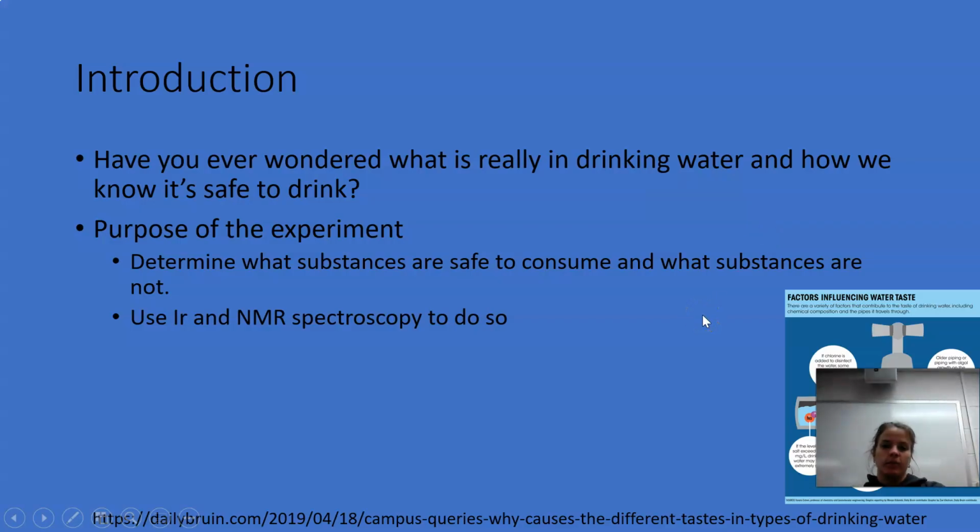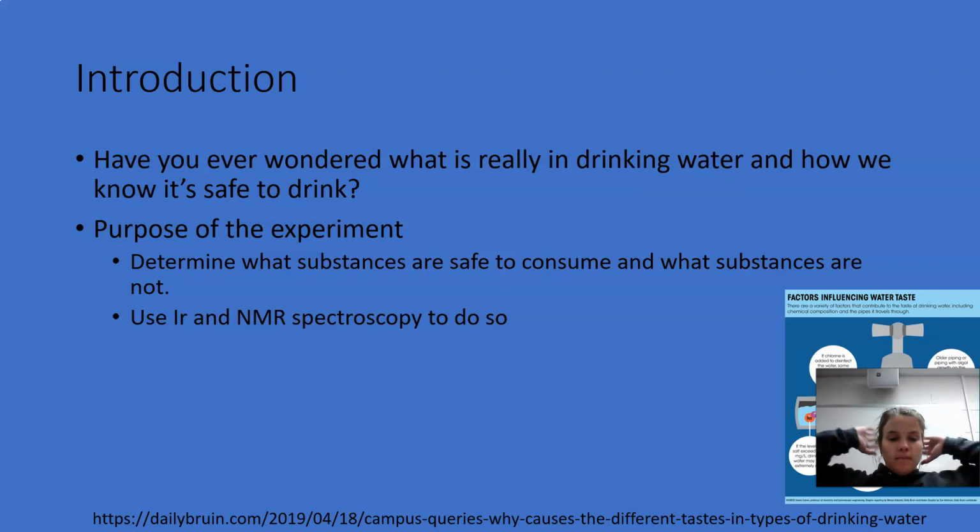So, have you ever wondered what's really in drinking water and how we know it's safe to drink? That's kind of the purpose of this experiment, just to see how people can tell if the water is safe to drink or not. So the purpose is to determine which substances are safe to consume and which aren't. And to do that, they use IR and NMR spectroscopy.